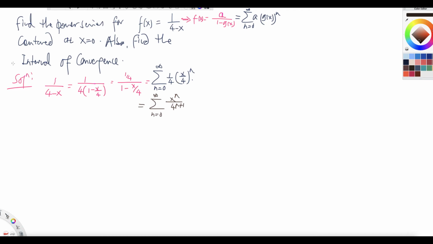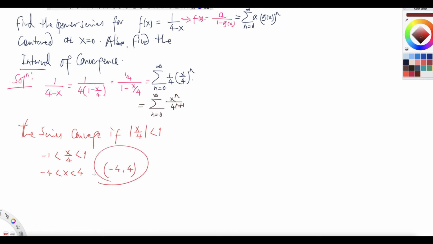Now, the other question is to find the interval of convergence. So when does this geometric series converge? The series converges if the absolute value of the common ratio is less than 1, that is, the absolute value of x over 4 is less than 1. That means negative 1 is less than x over 4 is less than positive 1. If you multiply by 4, you get negative 4 is less than x is less than 4. That is, the interval of convergence is negative 4 through 4. That is the interval of convergence, okay, guys?